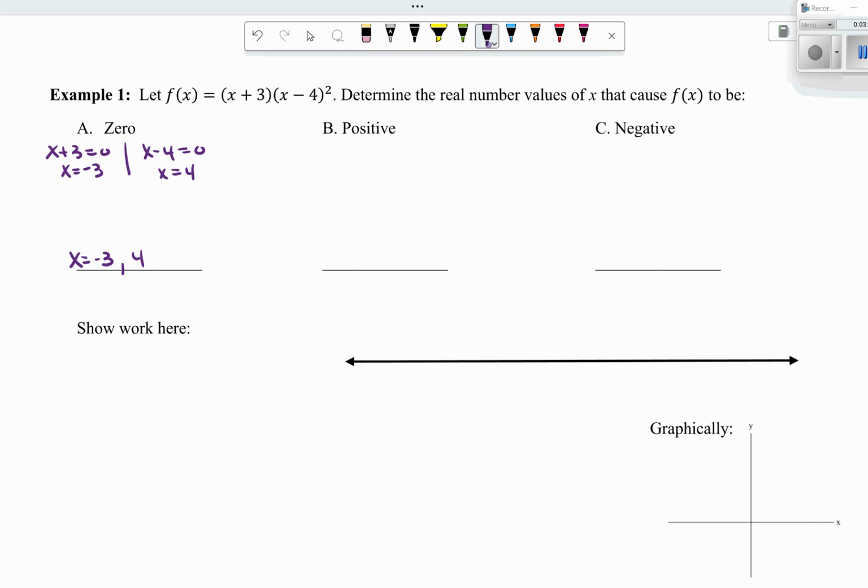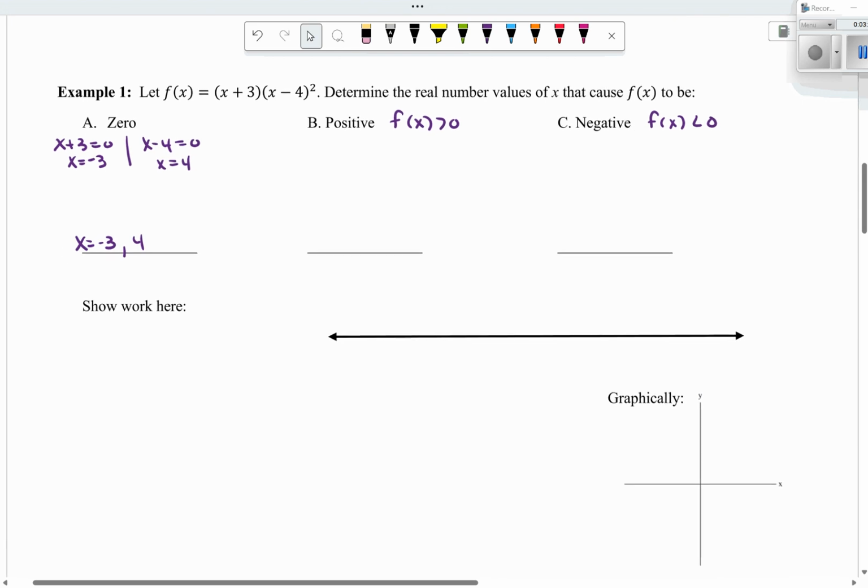Now it says for b, where it's positive, so we're going to do f of x is greater than 0. And for negative, we'll do f of x is less than 0. So how do we do this algebraically when we don't have a graph? We use a number line to help us, and we're going to test the signs. So on our number line, we're going to put our zeros, which are -3 and 4, and always put them in order of the number line. So I'm going to put a closed circle on -3 and 4 because that's just where we're equal to 0.